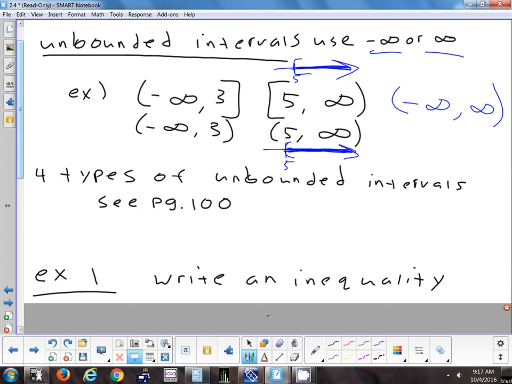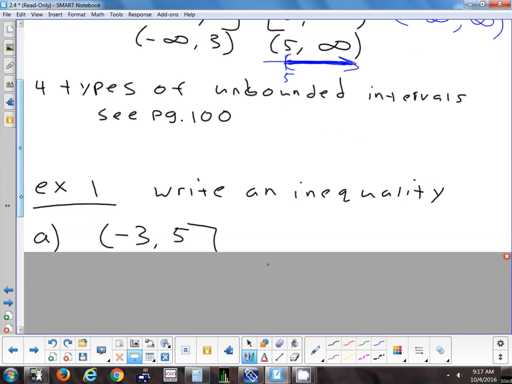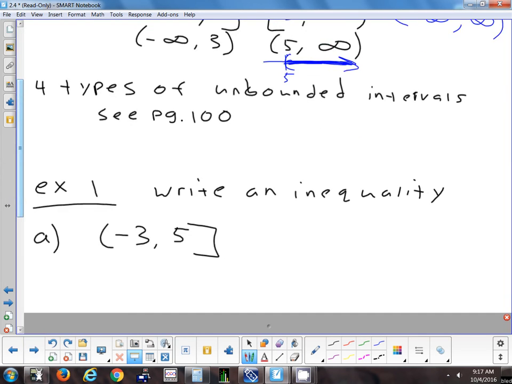Okay, and we're going to practice writing some intervals right now. But any questions on unbounded intervals? All right, so let's try this one. They want us to take this interval and write it as an inequality.